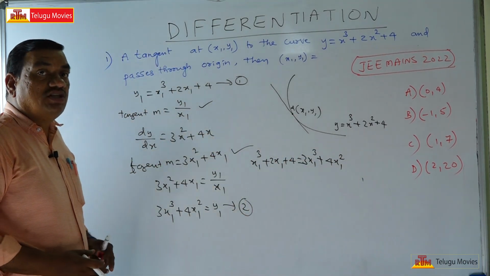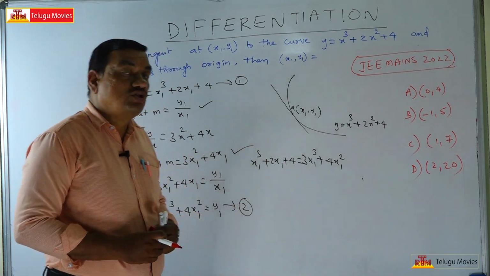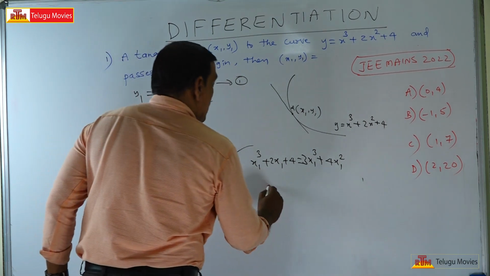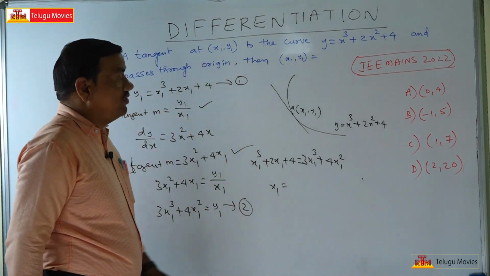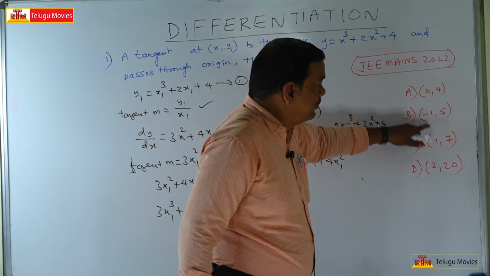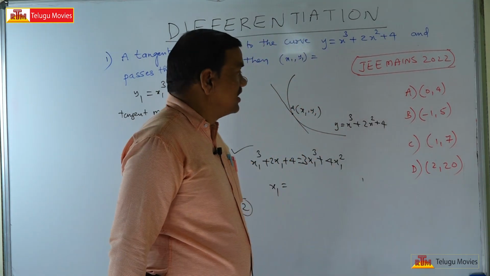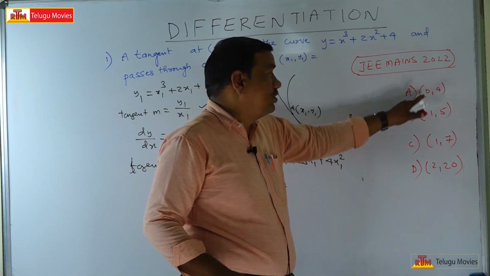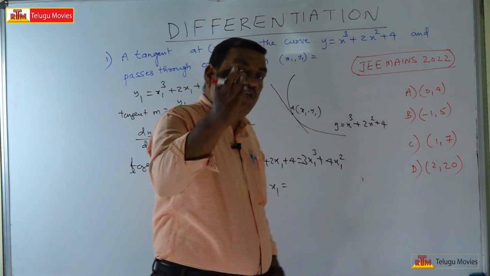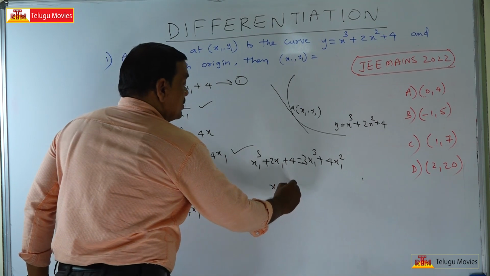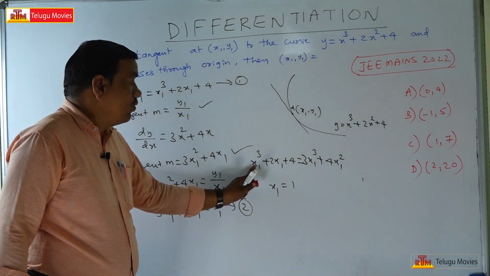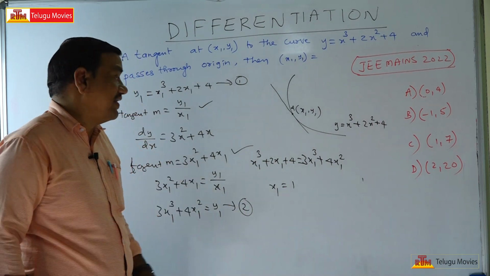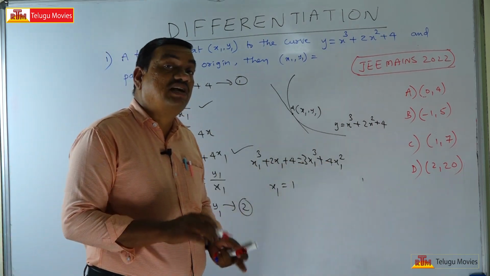Actually speaking, this is a cubic equation, and you have to solve it. But by observation, you can easily tell the x1 value. Why? Because there are 4 options: 0, minus 1, 1, 2. So your x1 value is either 0, minus 1, 1 or 2. Easily you can guess x1 is equal to 1. Check here: 1 cube plus 2 plus 4, 1 plus 2 plus 4 is equal to 7. 3 plus 4, 7. 7 is equal to 7.